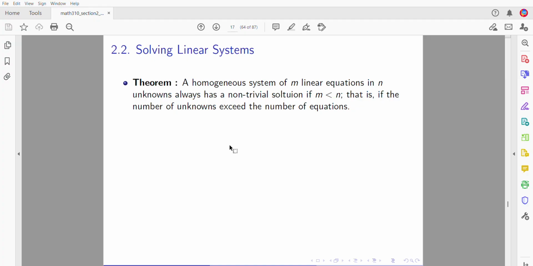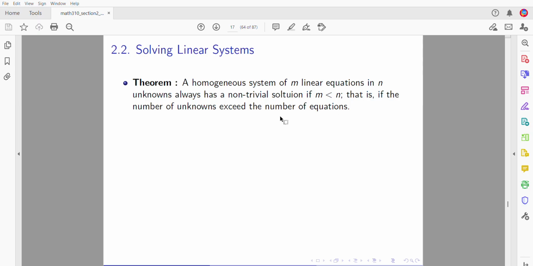A homogeneous system of m linear equations in n unknowns always has a non-trivial solution if m is less than n. Non-trivial means a non-zero solution, and homogeneous means the right-hand side is 0. m is the number of equations, n is the number of variables.